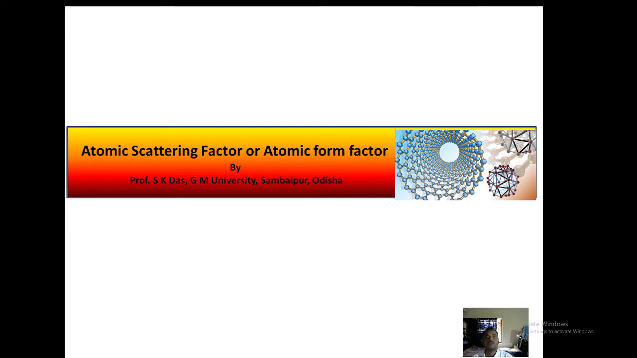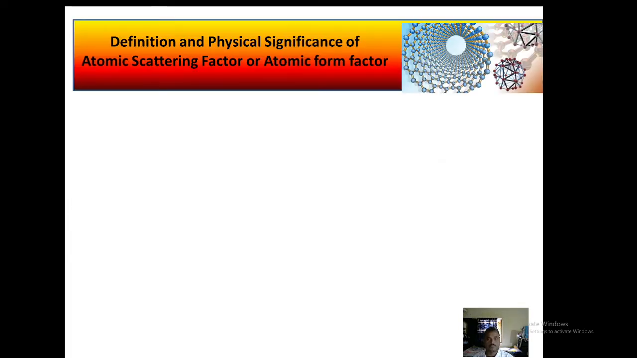Let us go to its definition first and its physical significance. Generally, when X-ray radiation comes, it interacts with the atoms. Inside the atom there are the nucleus as well as electrons, and the extent of the electron cloud is much more than that of the nucleus. Therefore the interaction is mostly seen from the electrons of the atoms.